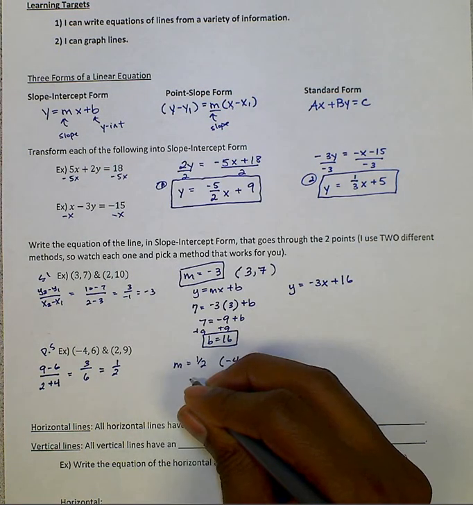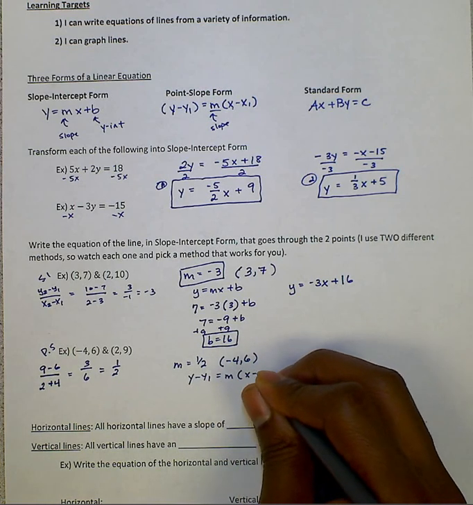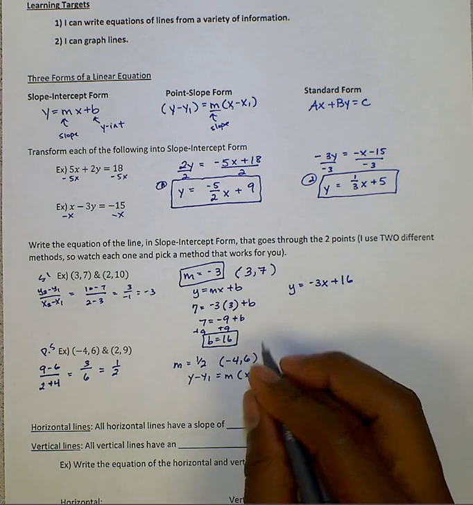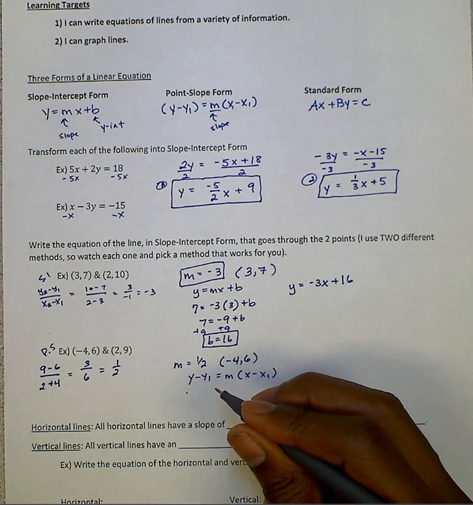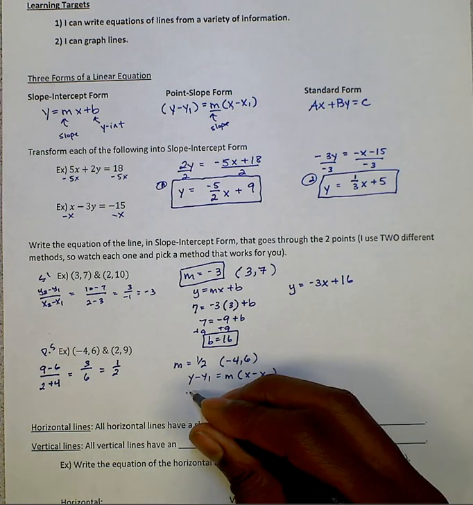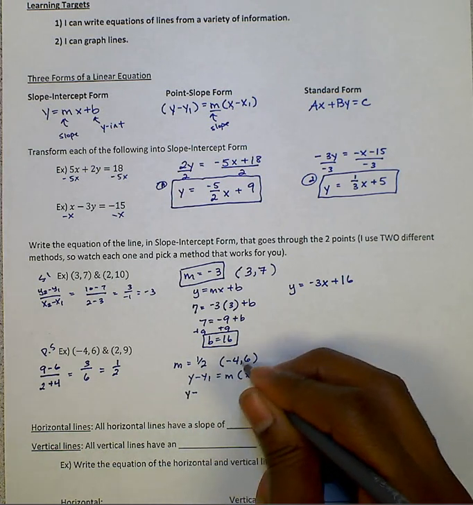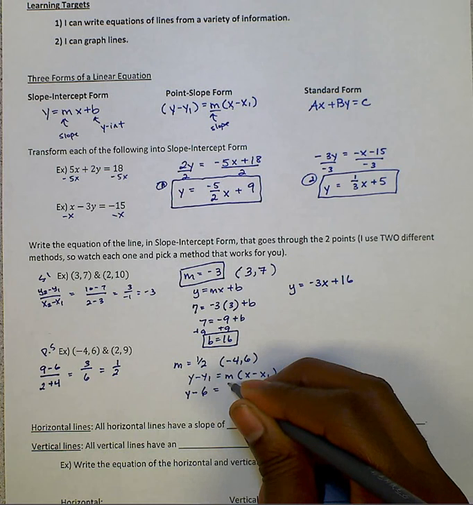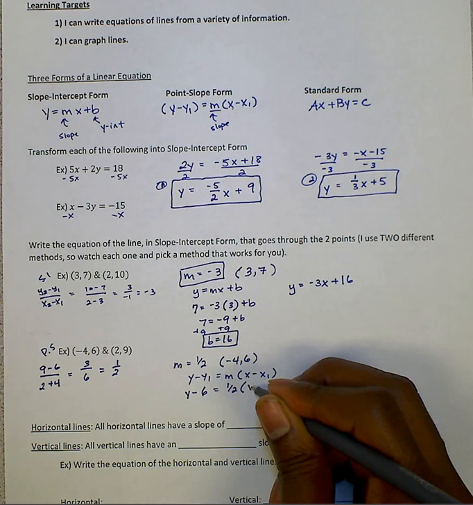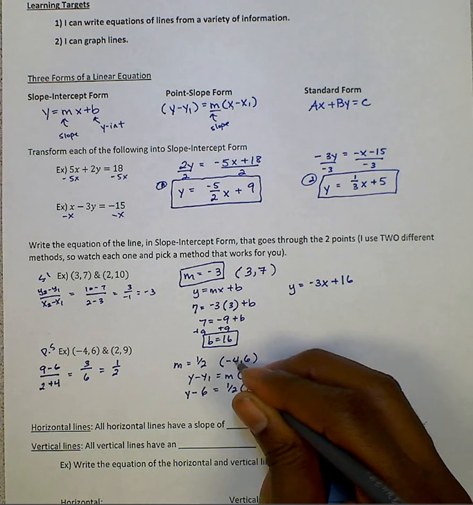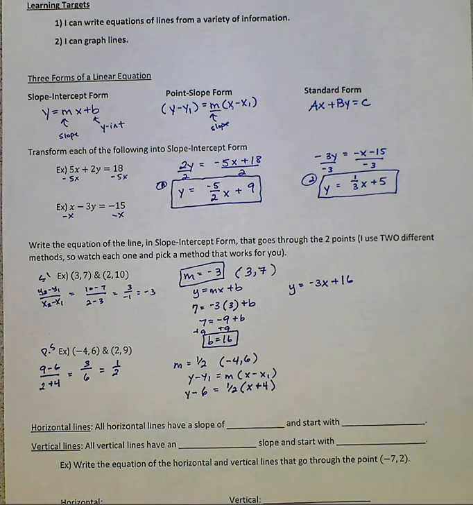Alright, so now I'm going to plug in my information. Again, point-slope form, y minus y1 equals m, parentheses, x minus x1. I'm going to plug in the information that I know. So I don't know y. I'm going to subtract 6 because that's y1, m is 1/2, x I don't know, x1 would be -4, so plus 4. Okay, minus the negative is plus 4.